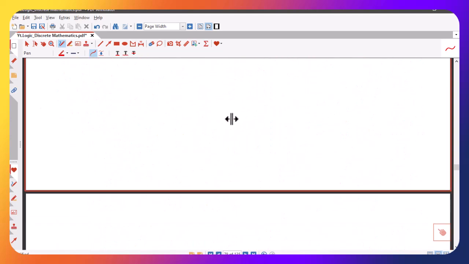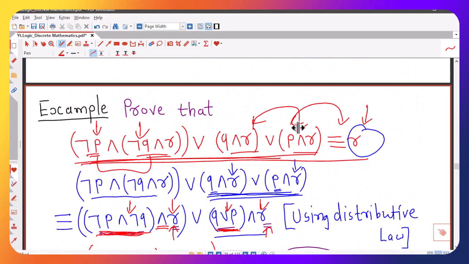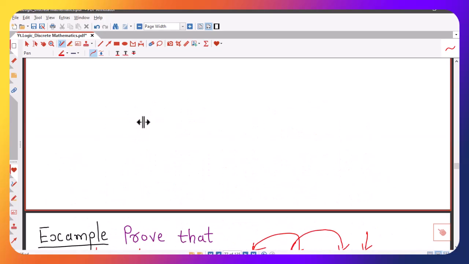And in examination, suppose they have mentioned that using truth table prove that two propositions are logically equivalent, then you have to use truth table only. But if it is not specified, then either you can use truth table or you can use logic equivalences, basic logical equivalences to prove that given compound propositions are logically equivalent.